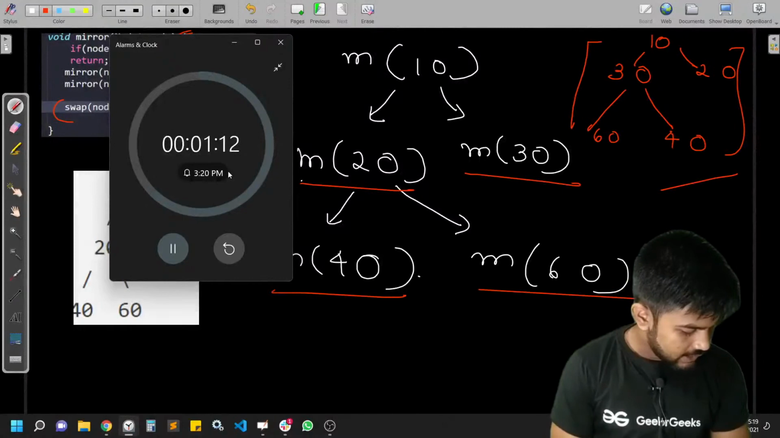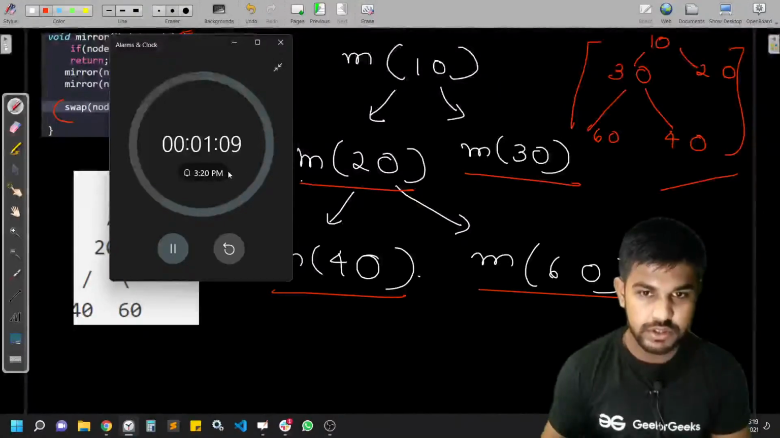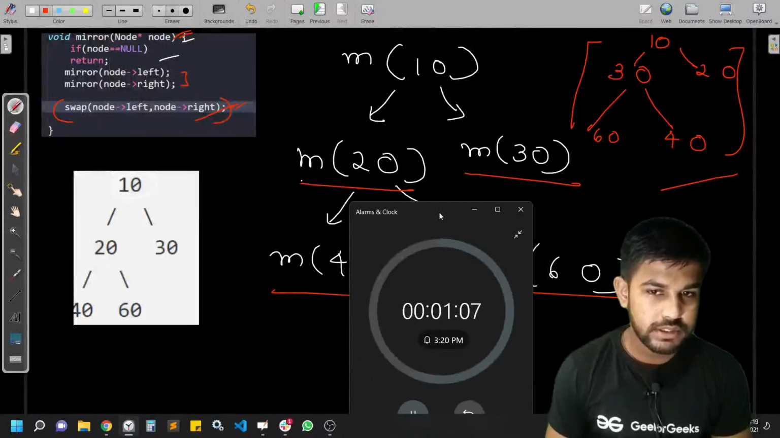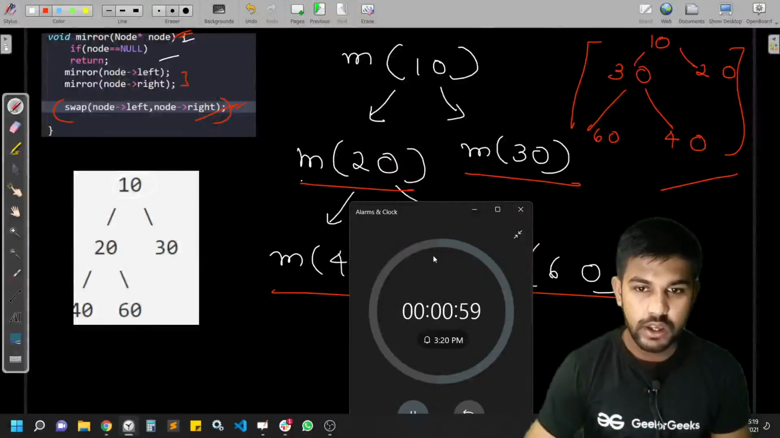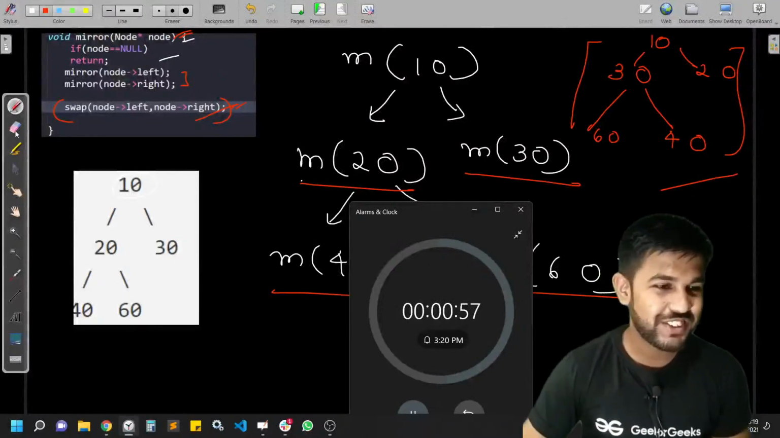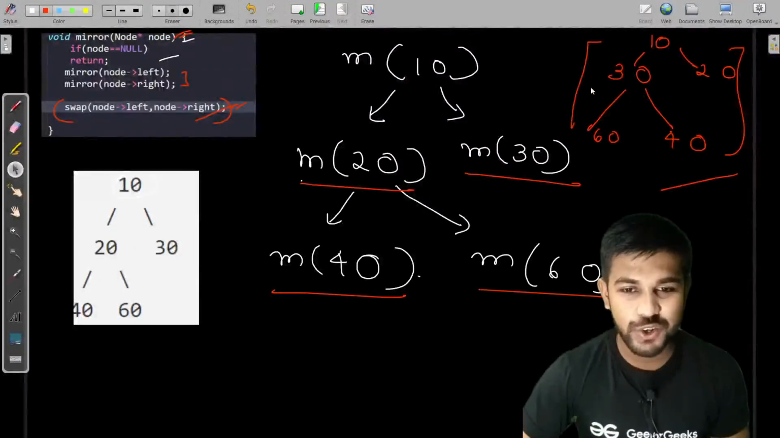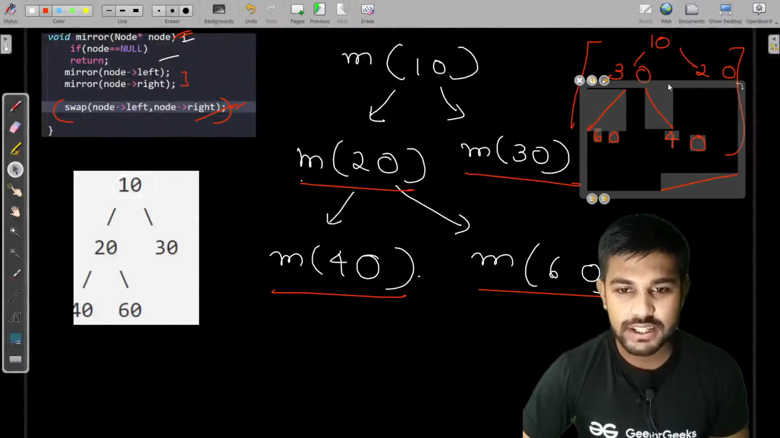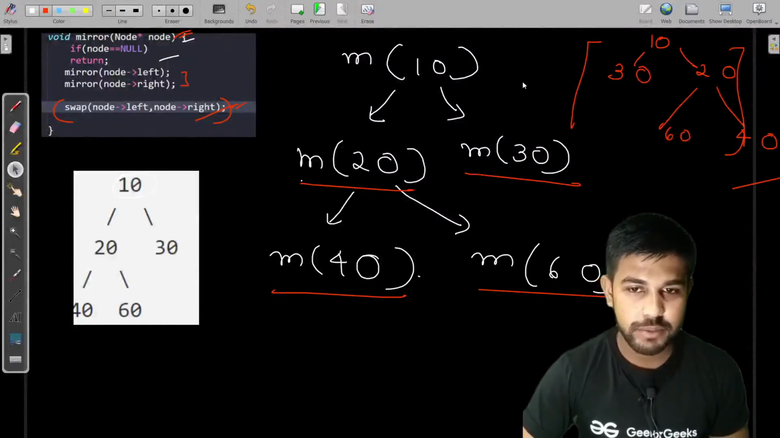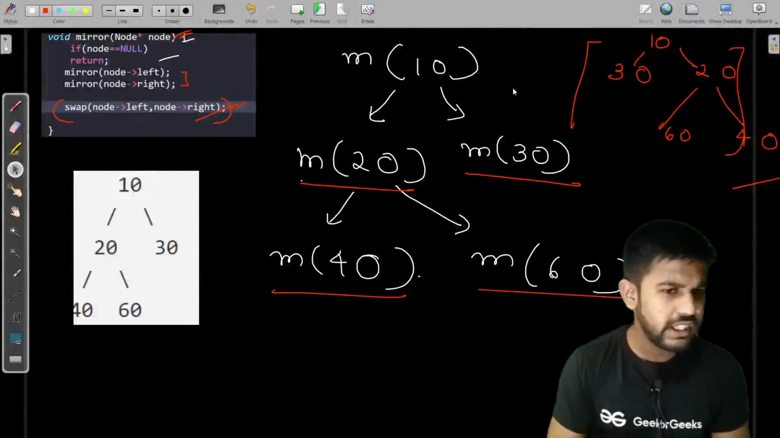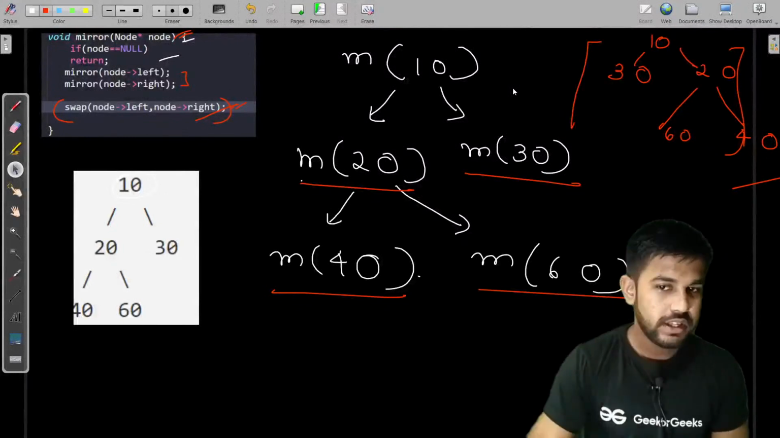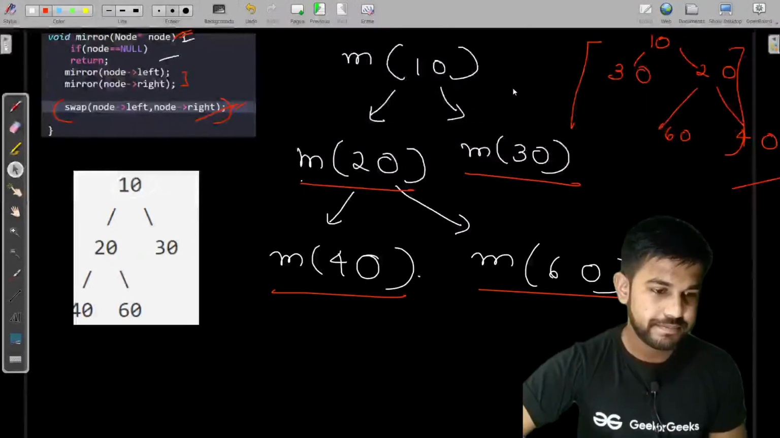I guess the dry run final image is not correct mirror image. Let me just see. 30 and 20. Okay, I am extremely sorry about that. I just attached this tree wrongly. It should come here. I told you the connections would remain the same. We are not swapping the connections or breaking the connections. The connection would remain the same, just this thing.